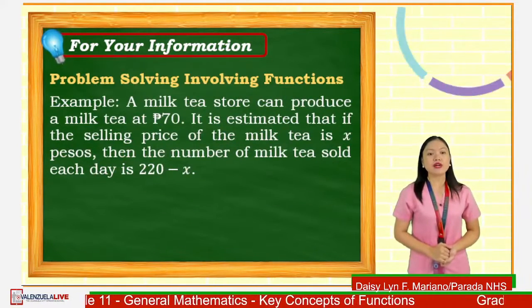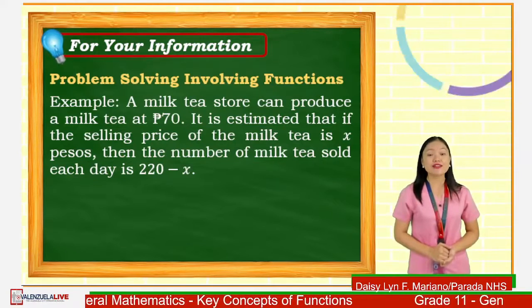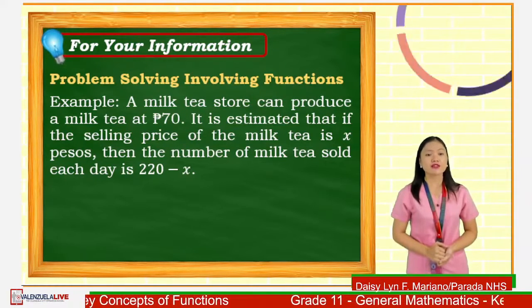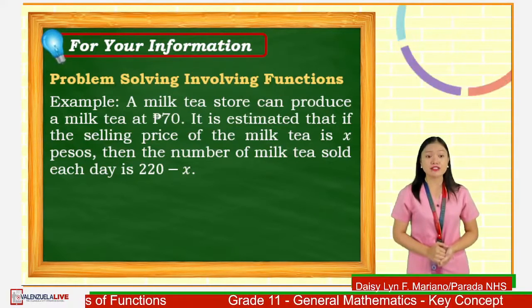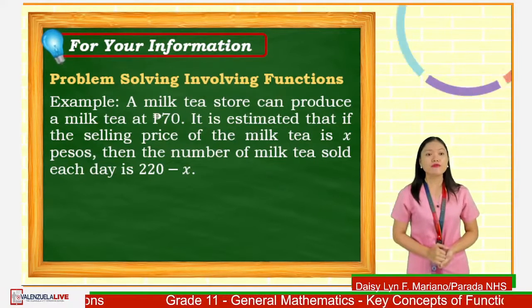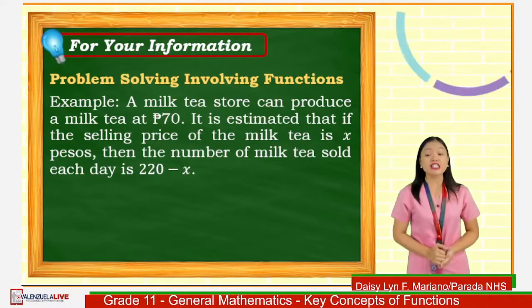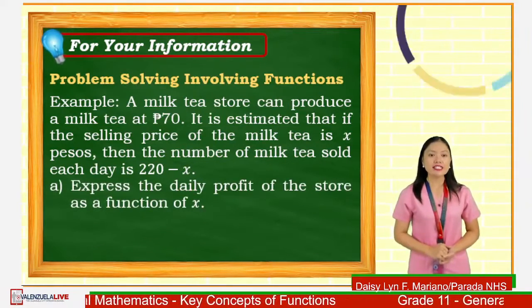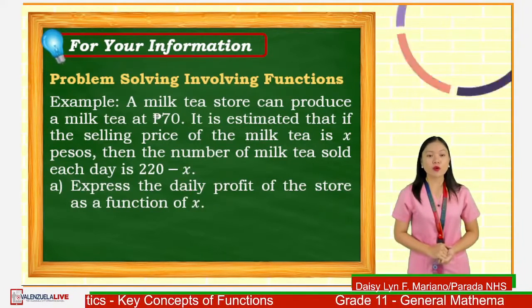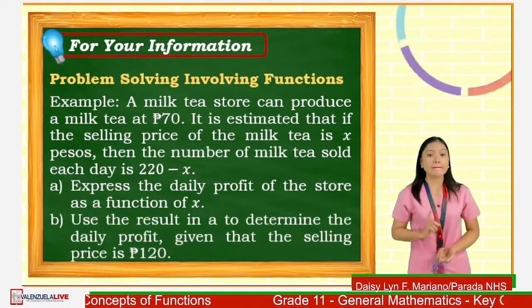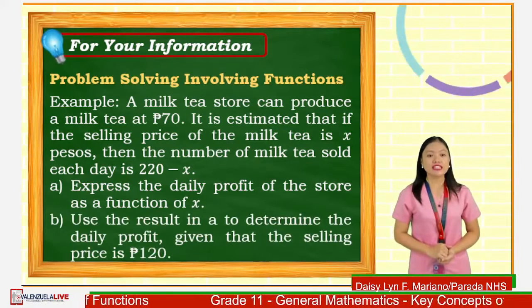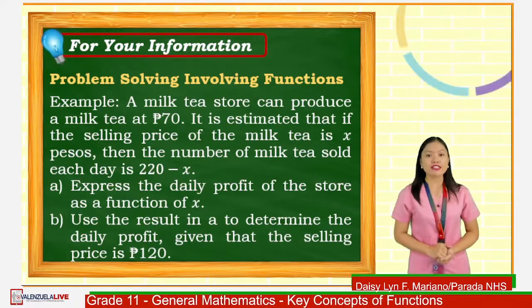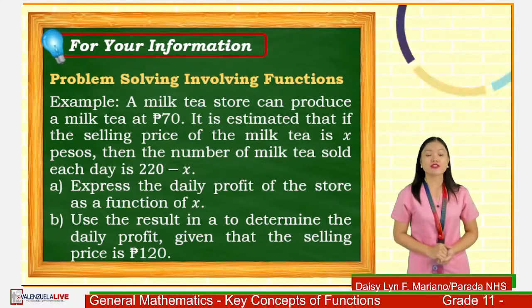A milk tea store can produce a milk tea at 70 pesos. It is estimated that if the selling price of the milk tea is X pesos, then the number of milk tea sold each day is 220 minus X. A. Express the daily profit of the store as a function of x. B. Use the result in A to determine the daily profit, given that the selling price is 120 pesos.